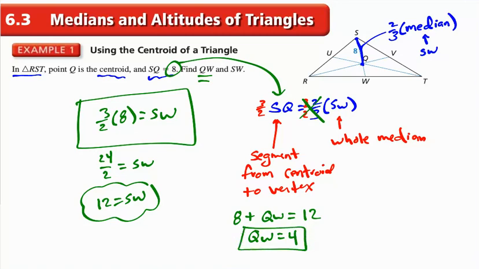Or, as we said on the previous page, the portion of the median from the base to the centroid is 1/3 of the median. So that means it is 1/3 of SW, and we just found that SW was 12, so 1/3 of 12 is 4. So we have multiple ways we can solve for this once we get an understanding of the relationship between the centroid and how it partitions the median.